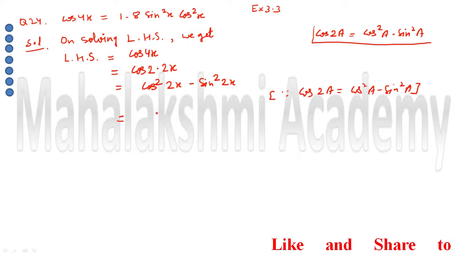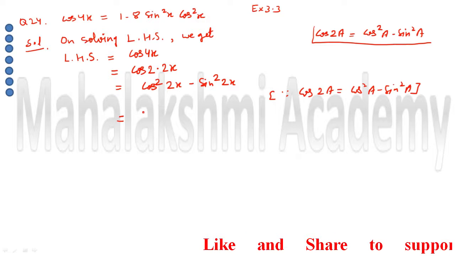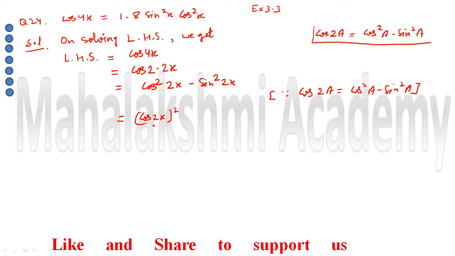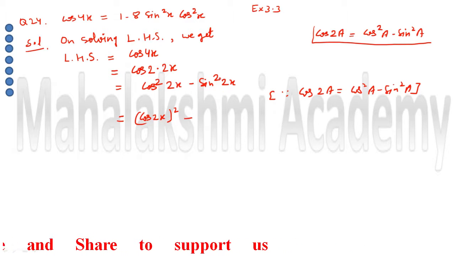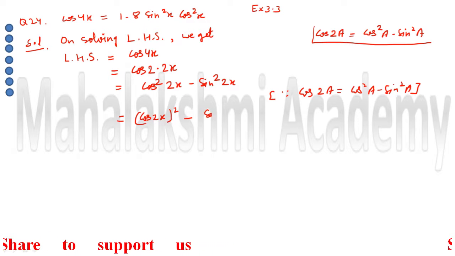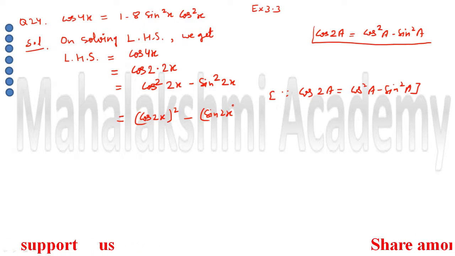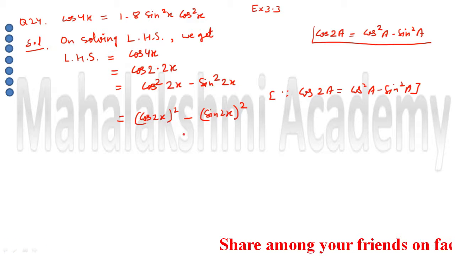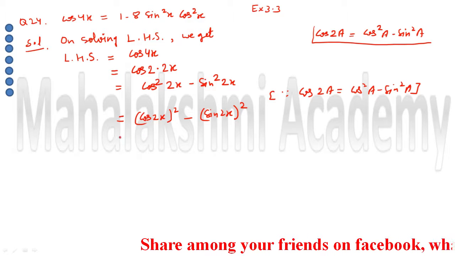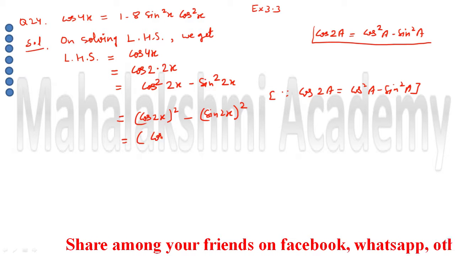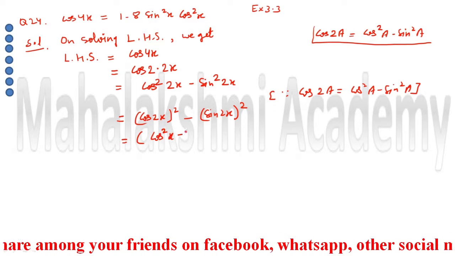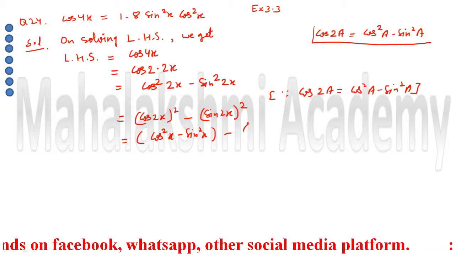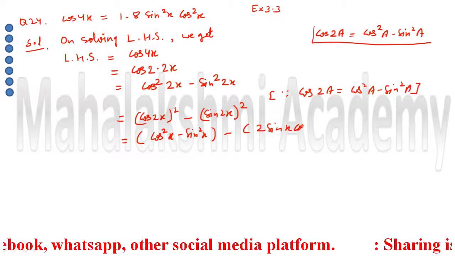So in cos 2x again we are going to use the formula. So cos square 2x we can write as cos 2x whole square, and in the same way sin square 2x we can write as sin 2x whole square. The meaning remains the same. Now in the bracket we will use again the formula of cos 2a, and here we will use the formula of sin 2a. So cos 2x is cos square x minus sin square x, and sin 2x is 2 sin x cos x.